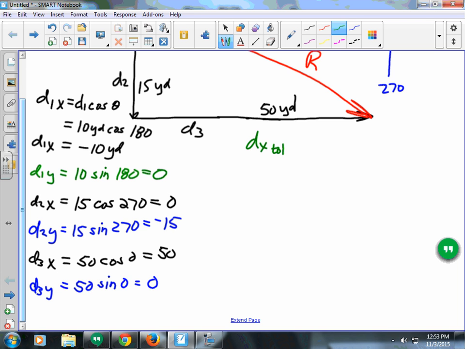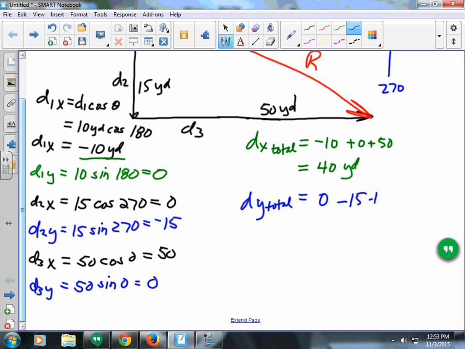DX total? What we got: negative 10, 0, and plus 50. So it's 40. So dy is 0 minus 15 plus 0, right?